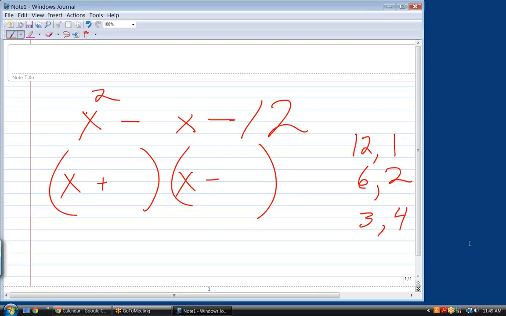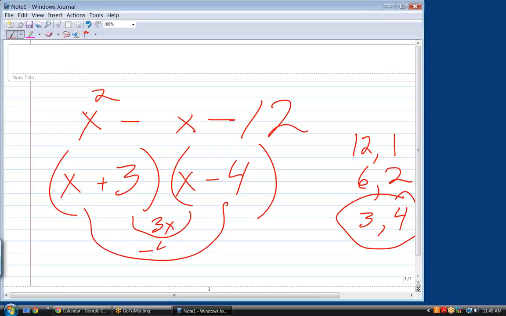So which set of factors is that? 3 and 4. Okay. Where's the 4 go? Where's the 3 go? The 4 goes on the second and the 3 goes on the first. Okay. Notice that when I check, there's plus 3x. Check that. That's minus 4x. Perfect. Minus 1x. Or minus x.